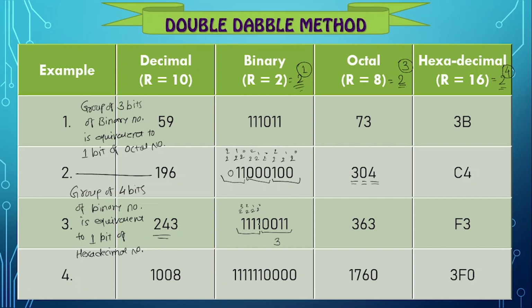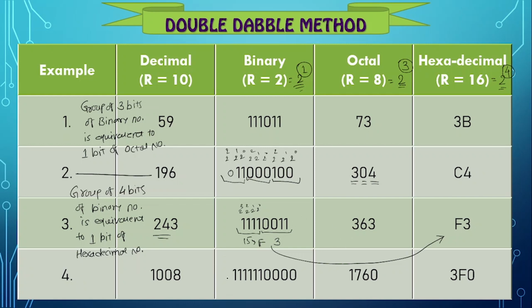So 1 into 1 is 1, 2 into 1 is 2. So 2 plus 1 is 3, 2 raised to 2 is 4 multiplied by 1. So 4 plus 3 is 7, 2 raised to 3 is 8 multiplied by 1, and 8 plus 7 is 15. But in hexadecimal we represent 15 by capital F. So as you can see, we can directly convert the binary number into hexadecimal.